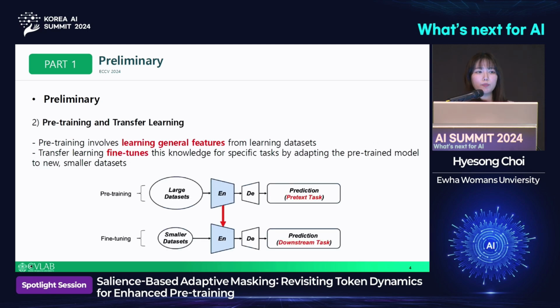And also, this paper is about pre-training and transfer learning, which are fundamental in self-supervised learning. Pre-training involves learning general features from large datasets, and then, in the transfer learning phase, we fine-tune the model on smaller and task-specific datasets.